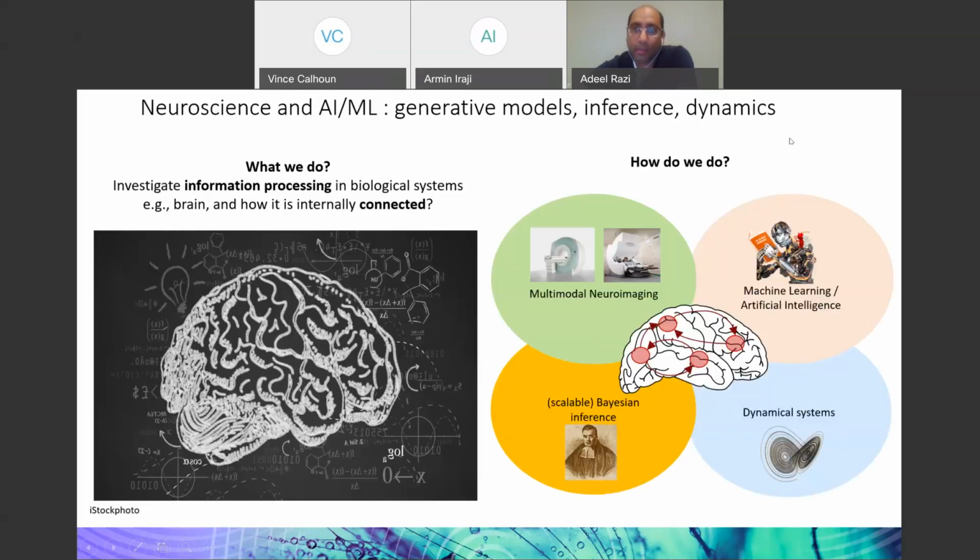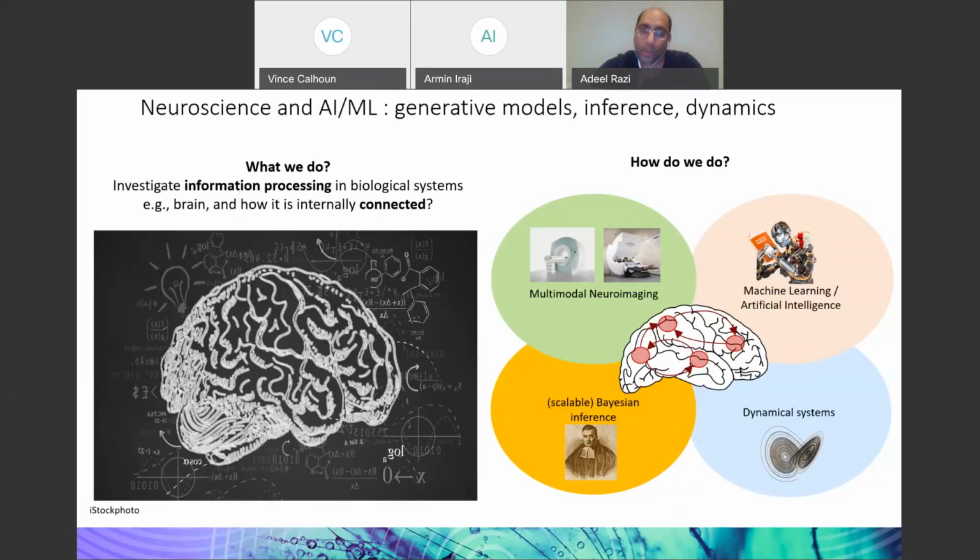We do that using a multidisciplinary approach where we measure brain responses using multimodal neuroimaging, which includes functional imaging as well as structural imaging, and EEG and MEG as well. We use machine learning algorithms, computer science mostly. Then we also use statistics, which is where the main thrust is, using Bayesian inference, and that's combined with dynamical systems, which is basically physics. So this is what we do. We combine all these measurement technologies with theoretical and mathematical constructs from several areas to understand how the brain works.